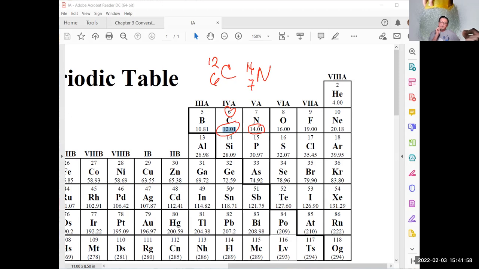The subatomic particle that defines an element is a proton. A proton determines what element you're dealing with. You can lose or gain electrons and neutrons all day long, and it doesn't change what that element is. But the moment you lose or gain a proton, you totally change what that element is. So the proton defines what that element is. That's why carbon has 6 protons, nitrogen has 7. Just by picking up one more proton, you create a whole new element.